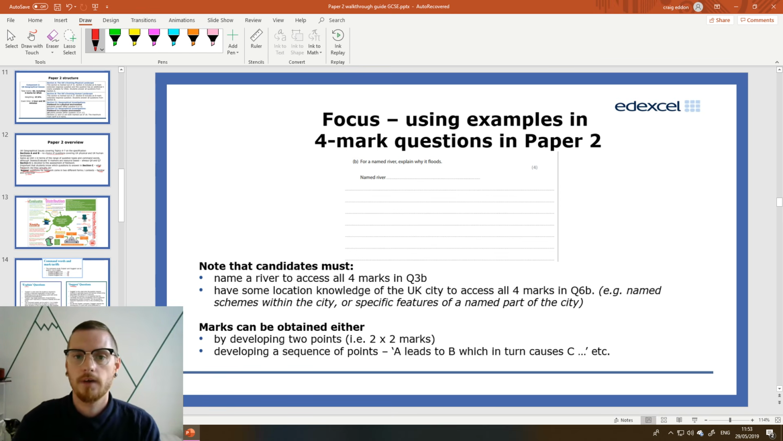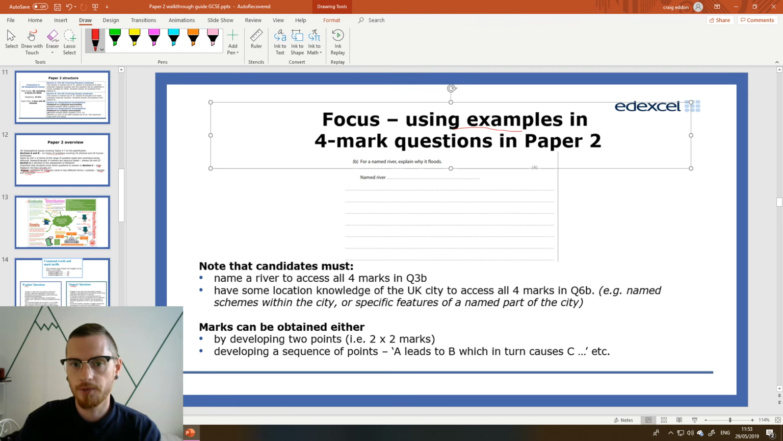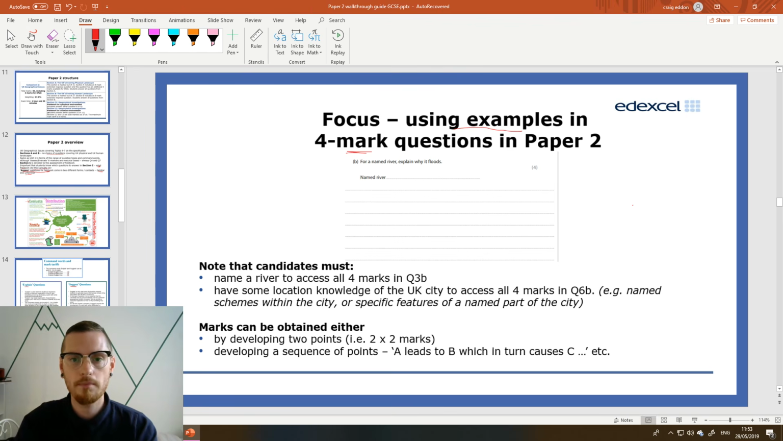Okay, last thing to point out here, and actually I'm going to have to skip back to the exam paper, is the last thing on explain questions in this paper too, which is looking at using examples in the 4-mark questions. Now, what we mean by that is this is taken from the exam. You can see there's a 4-marker and it says, for a named river, explain why it floods. And they're asking you to name a river. To get 4 marks here, you must name a river and you must use factual information from that river.